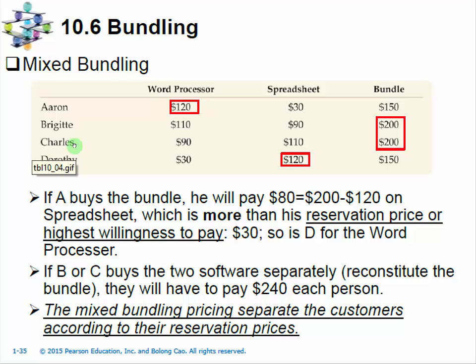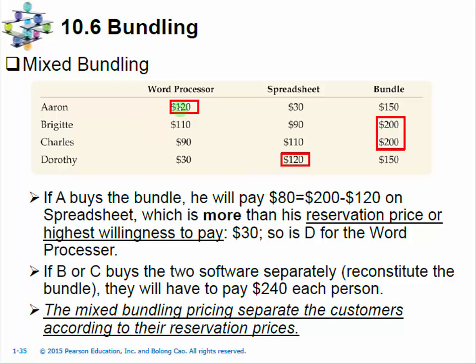For Bridget and Charles, if they want both softwares, it makes sense to purchase the bundle, simply because if they purchase the word processor and the spreadsheet separately, it will cost them $240. However, in the bundle, they only pay $200 in total. Because we have priced the bundle according to the highest value of B and C's combined reservation prices, they have no consumer surplus left when they pay for the bundle.